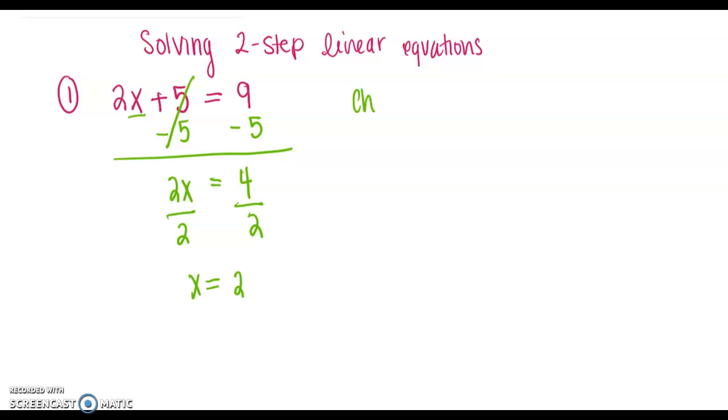And then you could go ahead and check your answer to make sure that you have the right answer. So plug it in wherever you see an x. So 2 times 2 is 4. 4 plus 5, that's 9.